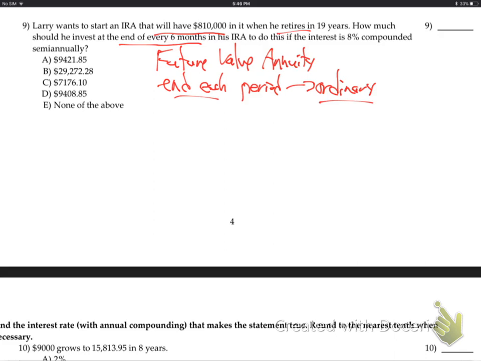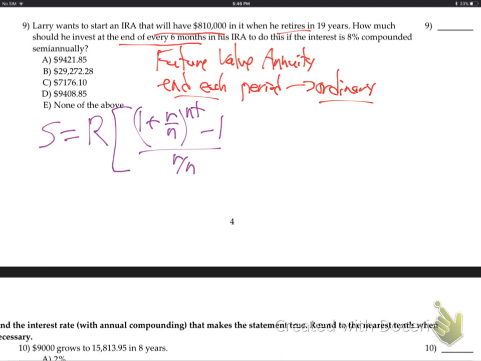So we grab that formula: S equals R, 1 plus r over N to the NT minus 1, over r over N. That's the future value of an ordinary annuity. He wants to start an IRA, so that one's normal. The answer is A. 810,000 is what he wants, and it goes right there.